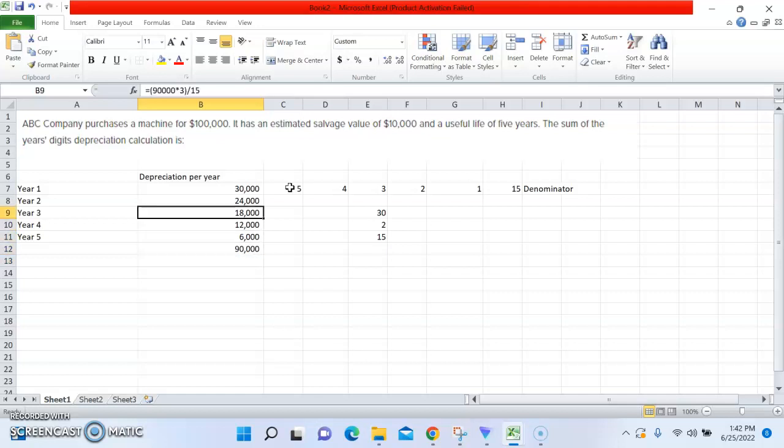Just remember, when calculating depreciation, the 90,000, which is the cost minus salvage value, you're always going to take that number times your fraction.